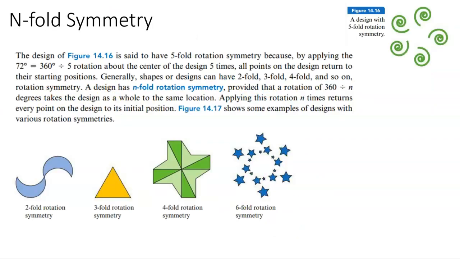Another way to think about rotation symmetry is fold symmetry. So if we go back to this one, if I were to fold this up, I would fold this 5 times. 1, 2, 3, 4, 5. I've got 5-fold rotation symmetry. Because by applying 72 degrees, which equals 360 divided by 5, rotations about the center of the design 5 times, all points return to their starting point. So generally shapes or designs have n-fold rotation symmetry.